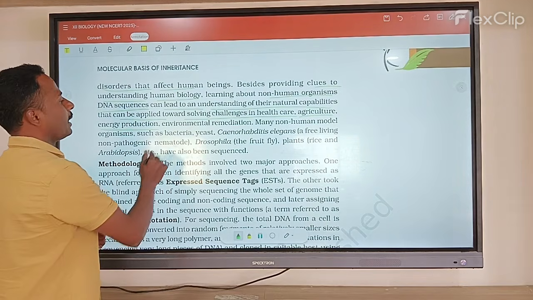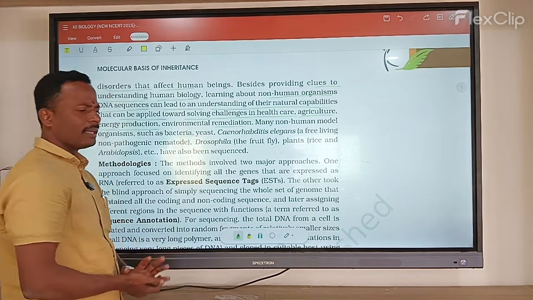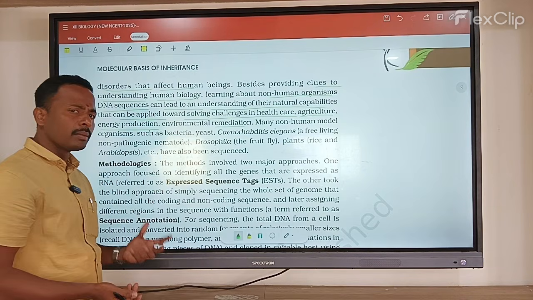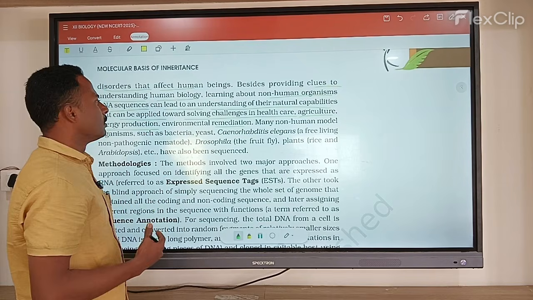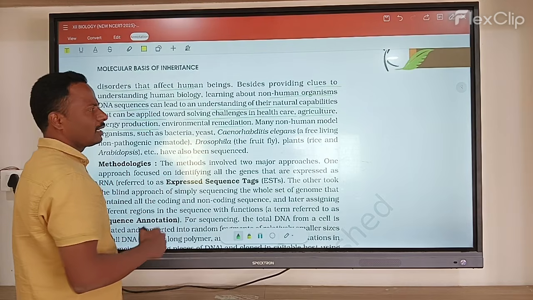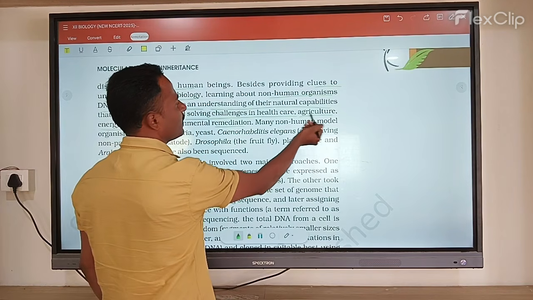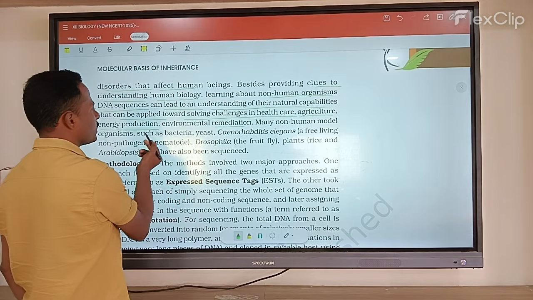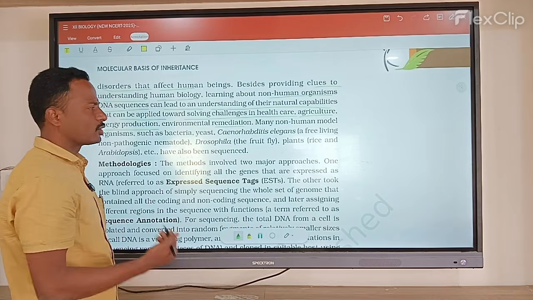And environmental remediation. So the Human Genome Project helps in several ways. It is challenging, but it helps human beings a number of ways, in healthcare, agriculture, energy production and environmental remediation. For this purpose also, they are challenging.